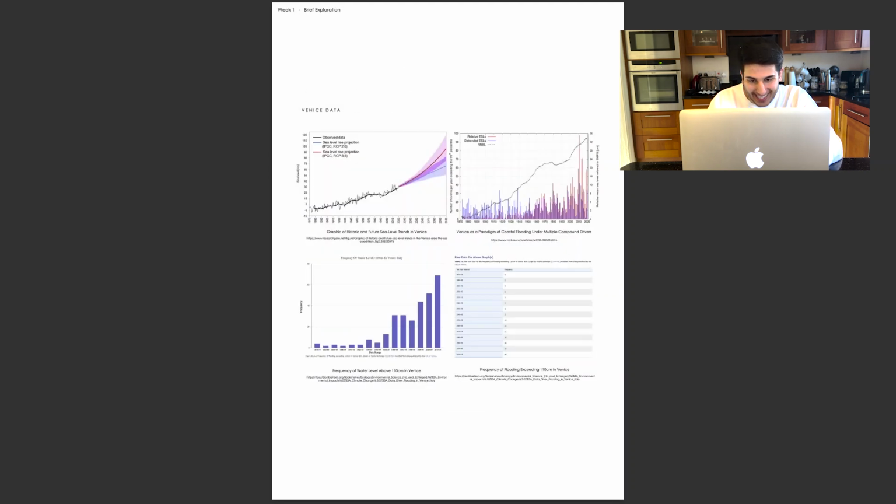So we have the Venice data. We've got the graphic of the historic and future sea level trends in Venice, the frequency of water level above 110 centimeters in Venice, things like this. The data is not lying. Venice is flooding more frequently and more severely, and it's our job as architects and designers to use these natural phenomena as the true basis of how we're going to respond architecturally.